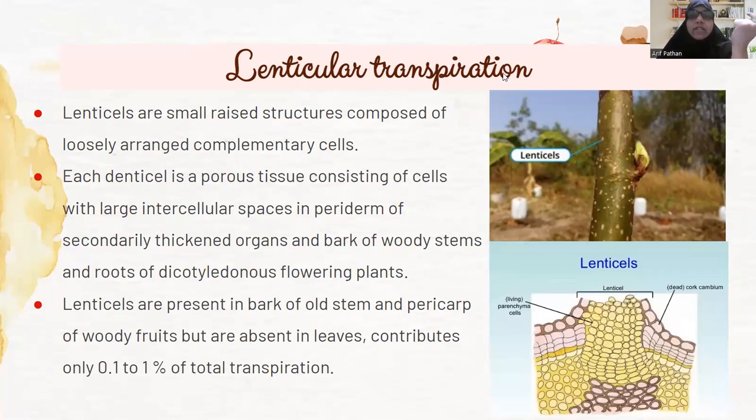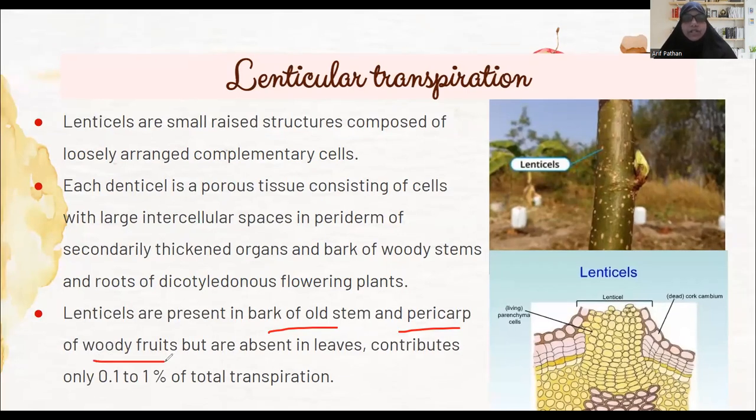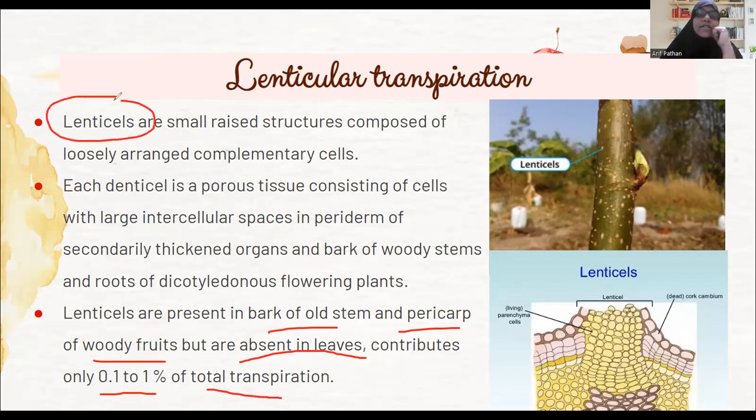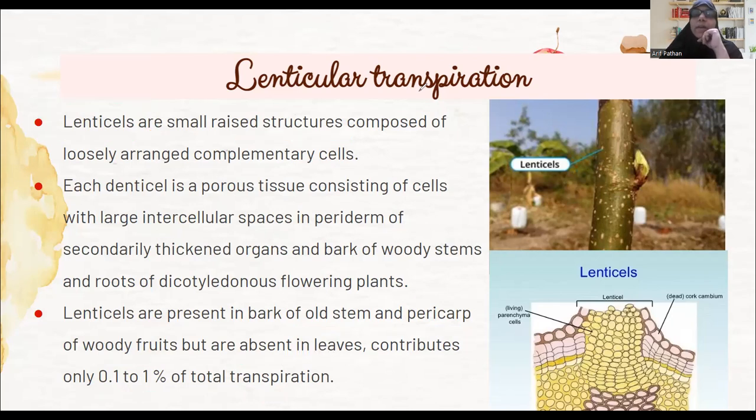Okay, mostly they are present in the bark of the old stem and the pericarp of woody fruits. That's the outer covering. They are usually absent in leaves. Okay, and very less, 0.1 to 1%. 0.1 is almost negligible. So total transpiration that takes place through lenticels, just small raised structures, loosely arranged cells, is hardly 0.1 to 1%. Okay. So that's all about cuticular and lenticular transpiration.